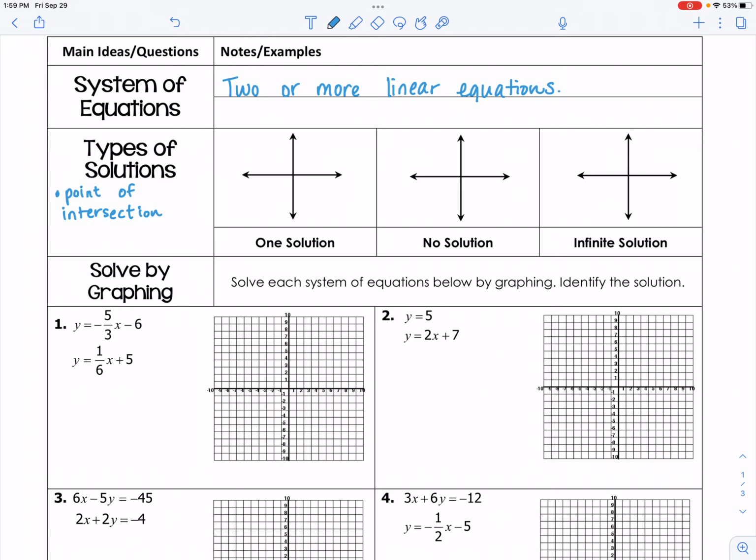So we have three different types of solutions. We have one solution, meaning if we have two lines that intersect at one single point, we have one solution. Now, what happens if we graph two lines and they are parallel to each other? Meaning they will no longer be intersecting. So that means that there is no solution. So these are parallel lines.